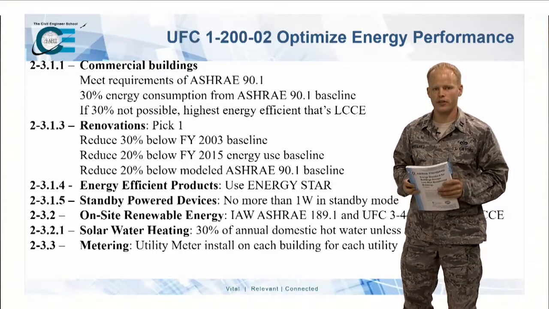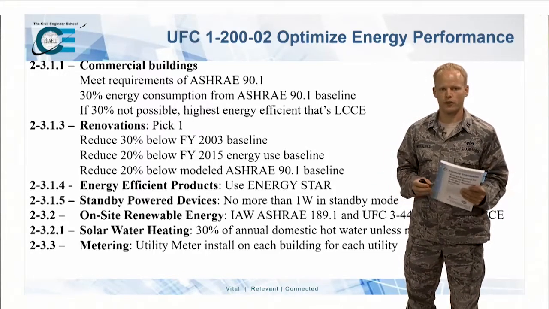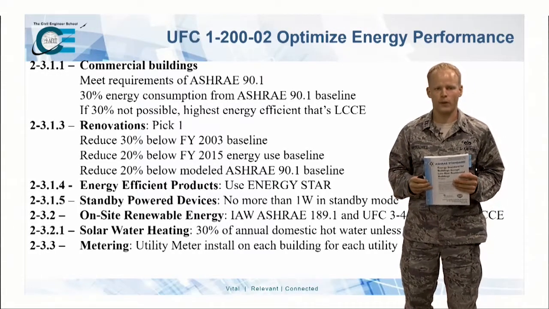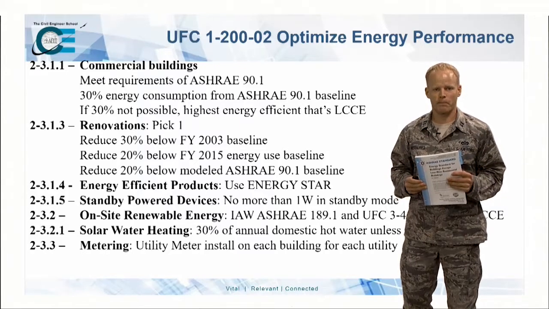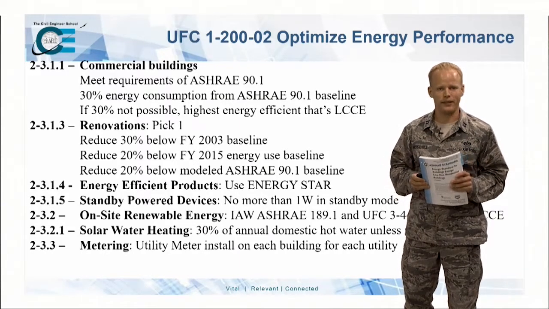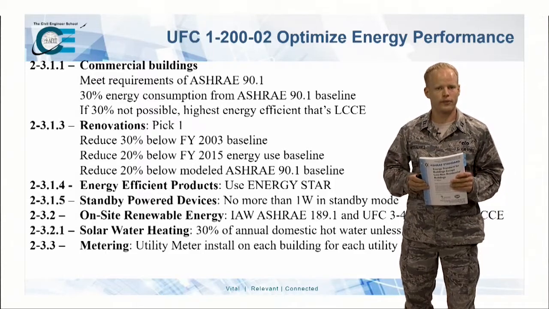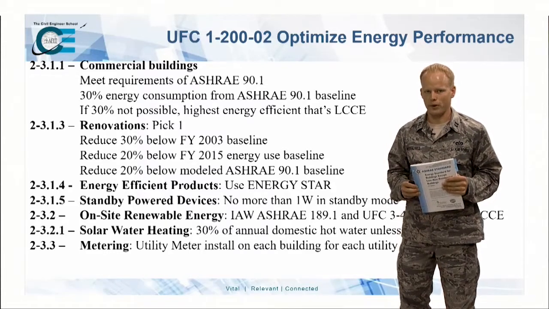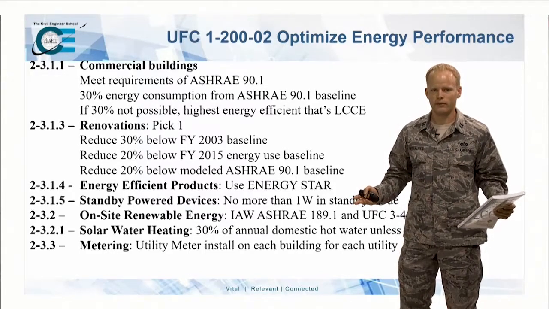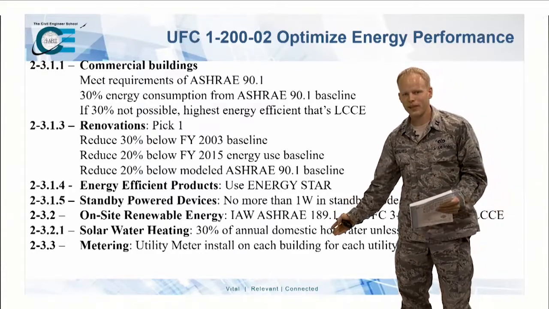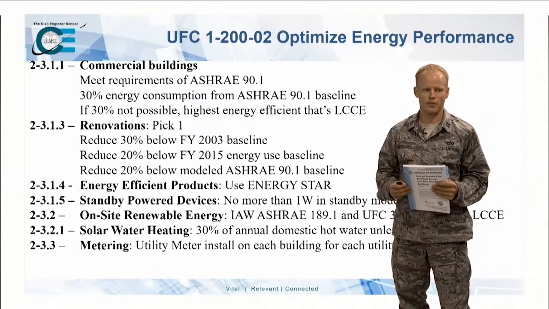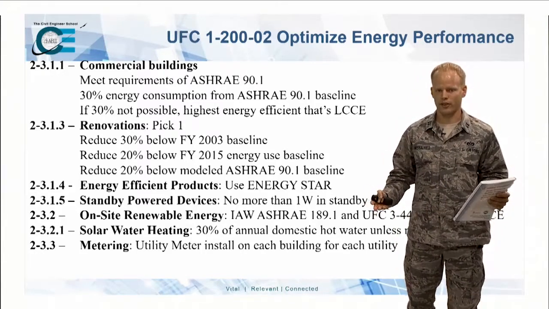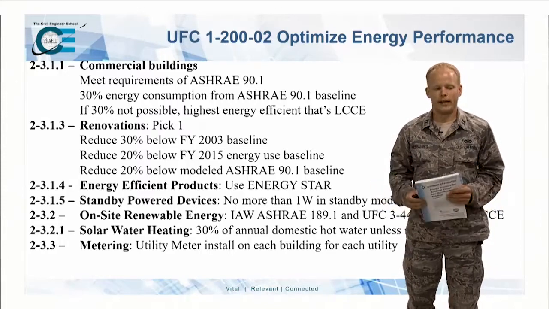So renovations, talked about them, existing buildings in the last one. So pick one: reduce 30% from the FY 2003 baseline, 30% to 20% below 2015 energy use baseline, and then 20% below modeled ASHRAE 90.1. Now those first two are really only feasible if you have data for it. Well, the good thing is the UFC says you should install utility meters on each building for each utility. You have to have this data. If we want to optimize energy, you have to have this data.